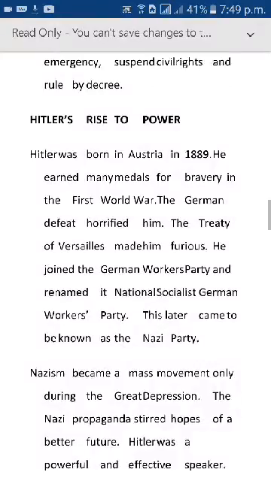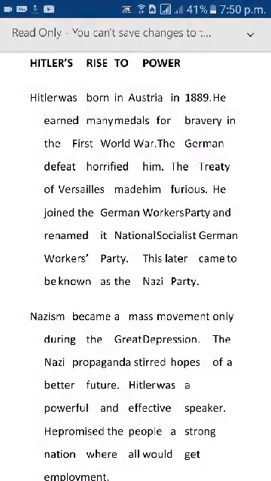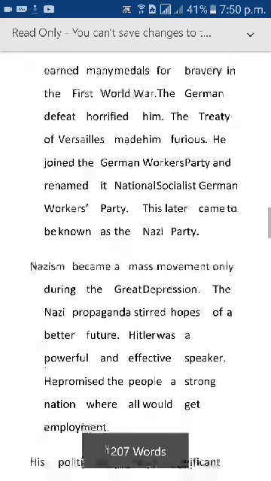Hitler's rise to power. When did Hitler come to power? Hitler was born in Austria in 1889. He earned many medals for bravery in the First World War. The German defeat horrified him. The Treaty of Versailles made him furious. He joined the German Workers' Party and renamed it the National Socialist German Workers' Party. This later came to be known as the Nazi Party.